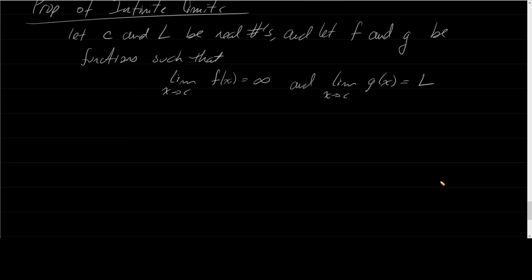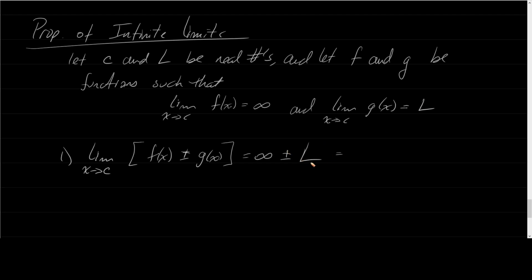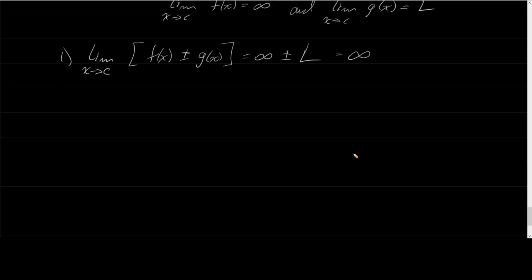All right, so these are essentially arithmetic properties of infinite limits. So if I have the limit as x approaches C of f of x plus or minus g of x, well, we know that the limit of f of x is infinity, so we have infinity plus or minus L. L is some specific number. Infinity plus a number is still infinity. Infinity minus a number is still infinity, so overall, this stays as infinity. All right. 2.